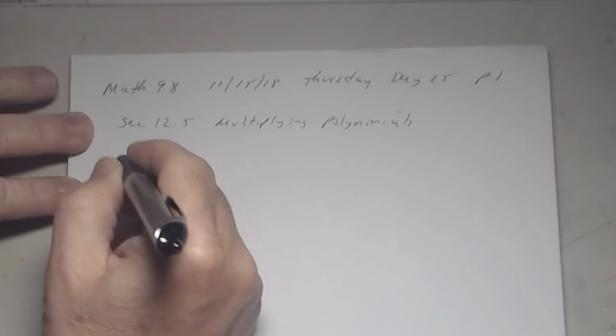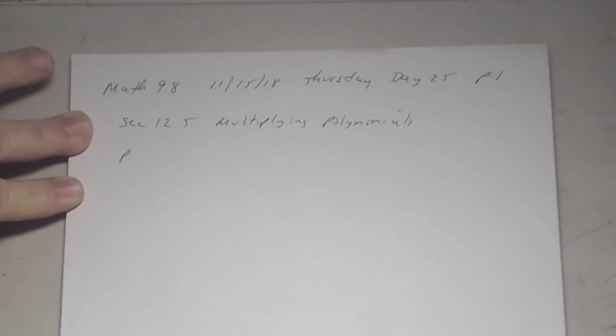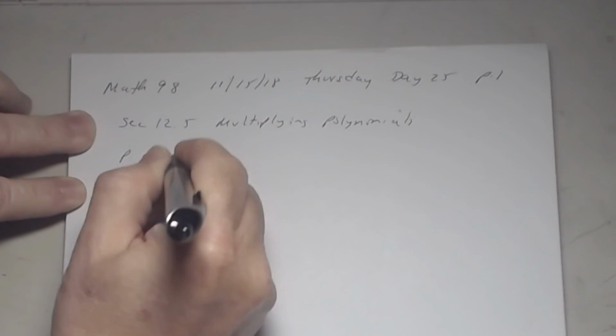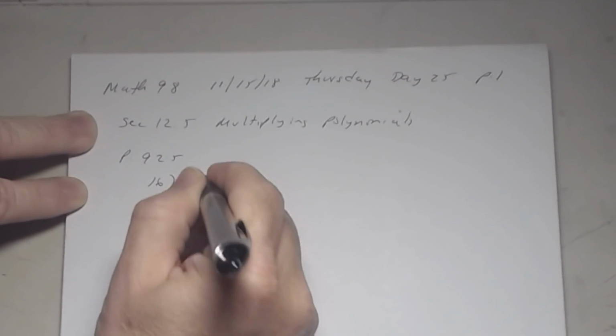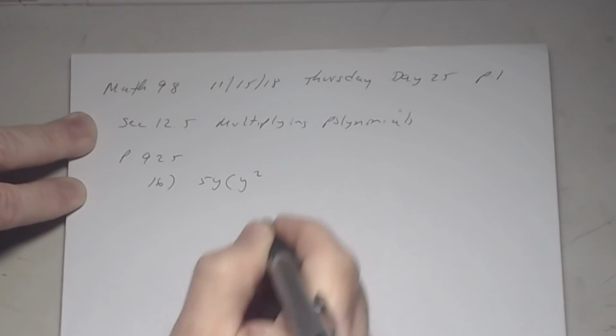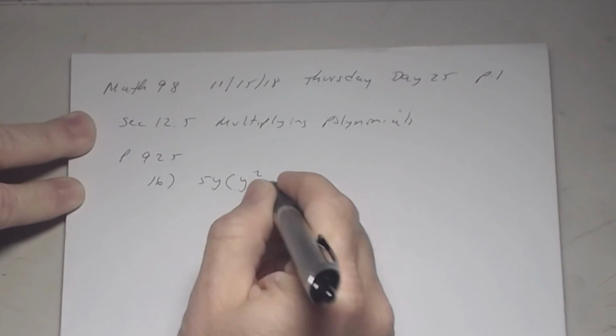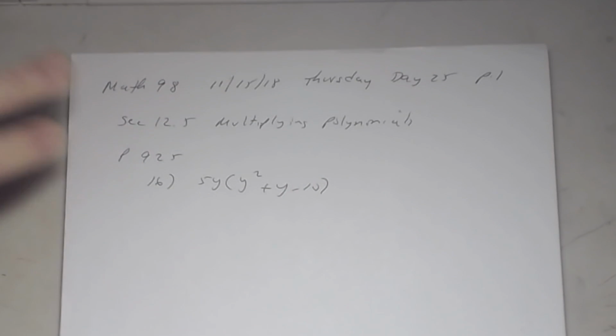All right, so this is going to be number 16. So let's look at 16, and this is on page 925. All right, so 16, you have this. All right, so make sure you understand that you are multiplying polynomials here.